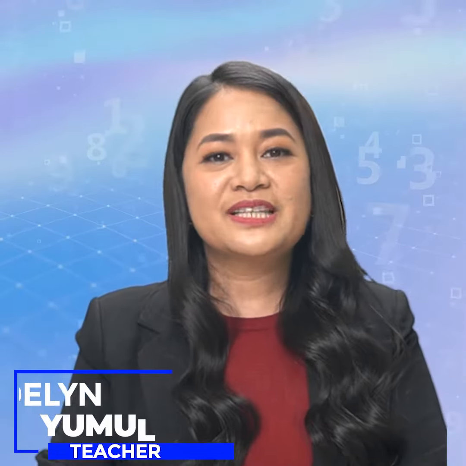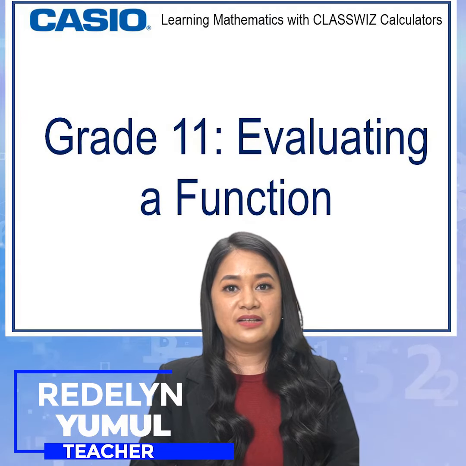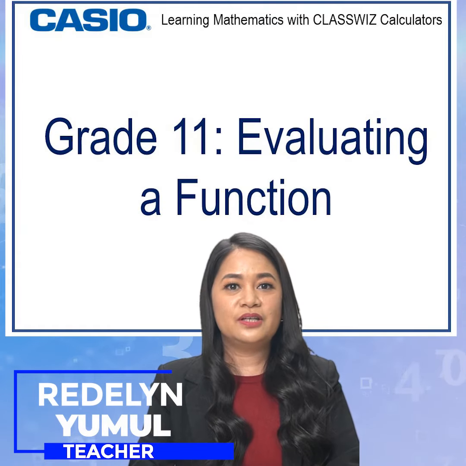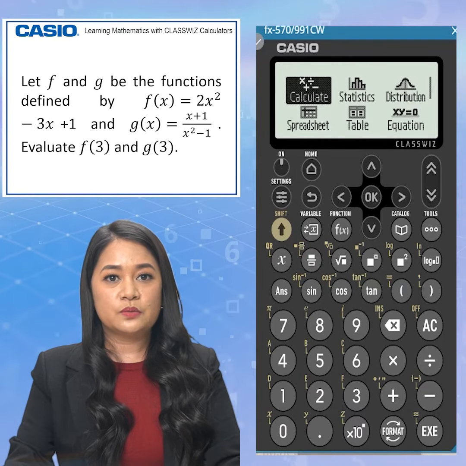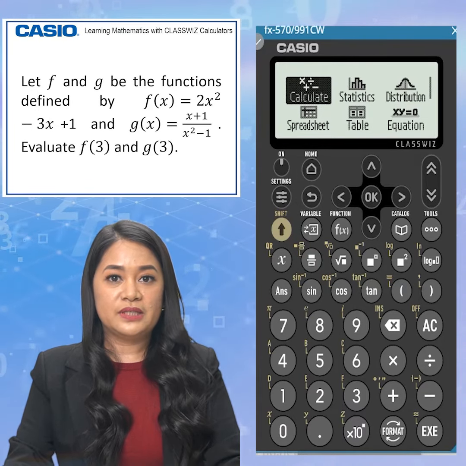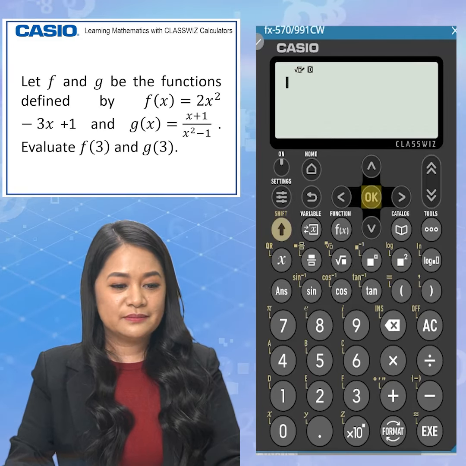Hello everyone! For this video, using the new Casio CW Class Quiz Calculator, we will explore how to evaluate a function. For example, given f of x equals 2x squared minus 3x plus 1, let us evaluate f of 3. To do that, we will use the calculate mode of the Class Quiz.